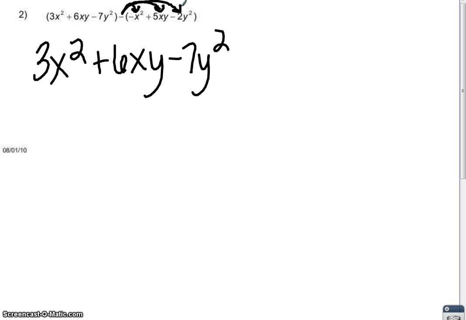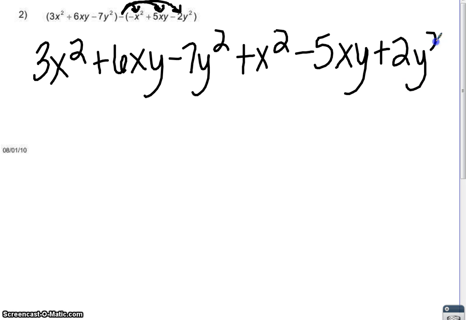So when I have a negative times a negative x squared, it's going to become a positive x squared. It's going to become minus 5xy and plus 2y squared. So be careful whenever you have a subtraction sign. Make sure you distribute the negative. We're going to do exactly what we did on the last example and combine my like terms.